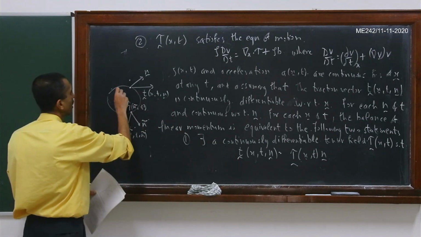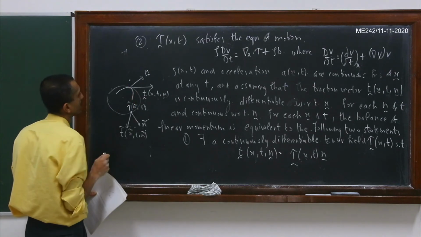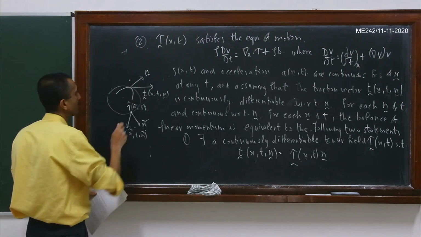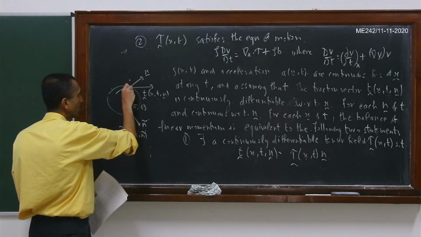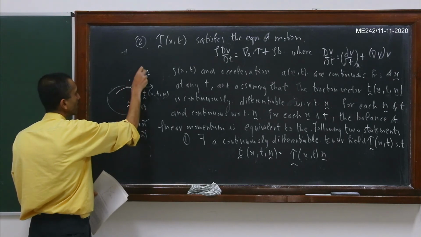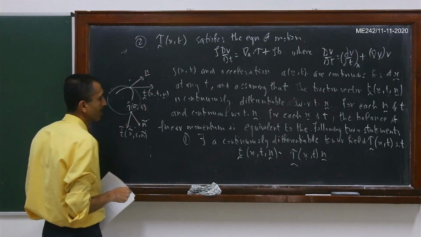So suppose if you take another surface like this, okay, then we have seen that the traction remains the same, right? And so the stress tensor is also going to be the same at this particular point. So times n, that will give you the same traction vector at that particular point here.